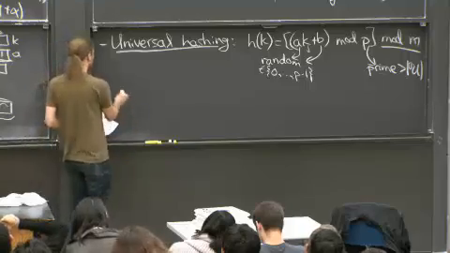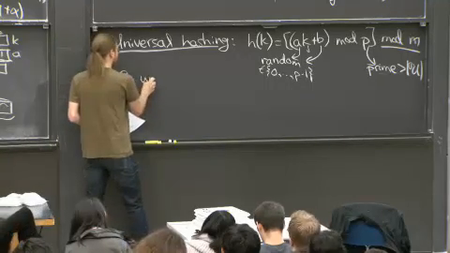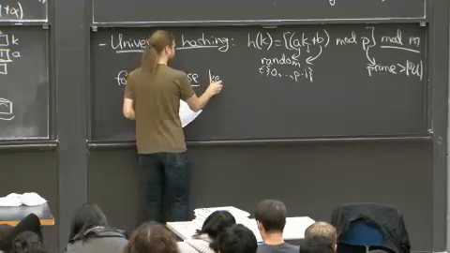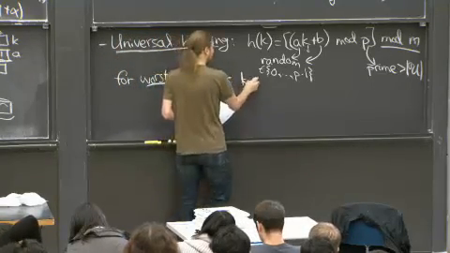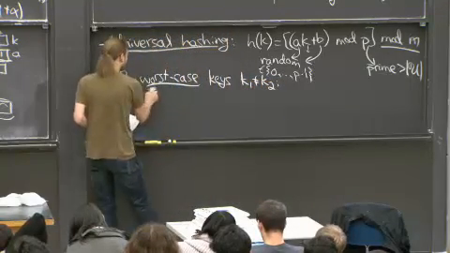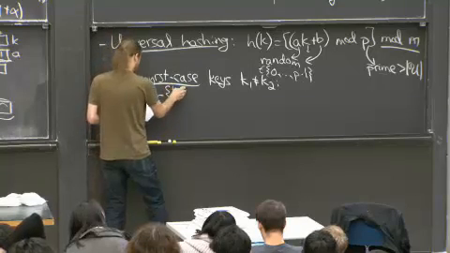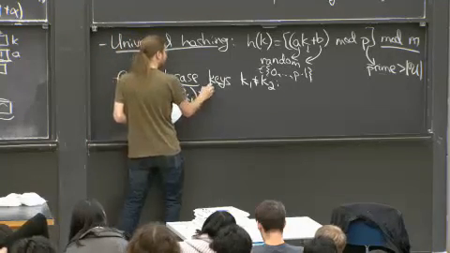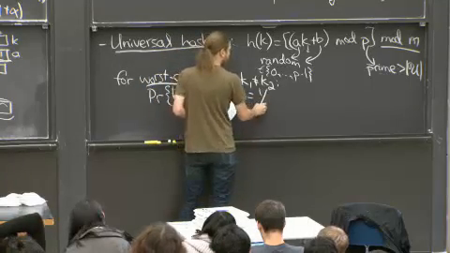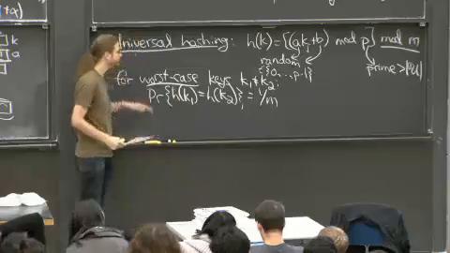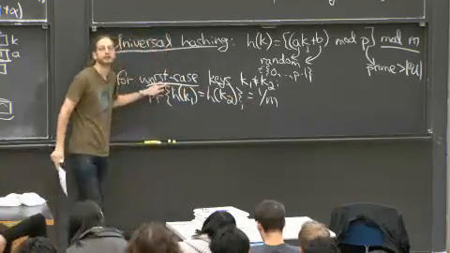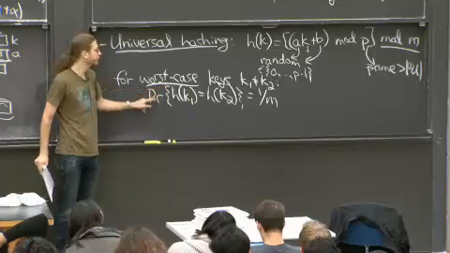OK, what does this do? It turns out, here's the interesting part, for worst case keys k1 and k2 that are distinct, the probability of h of k1 equaling h of k2 is 1 over m. So probability of 2 keys that are different colliding is 1 over m for the worst case keys. What the heck does that mean?